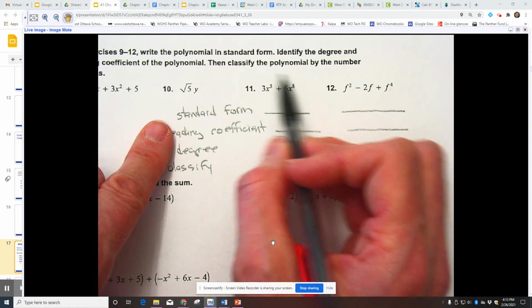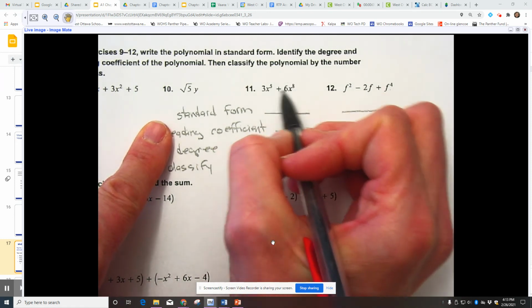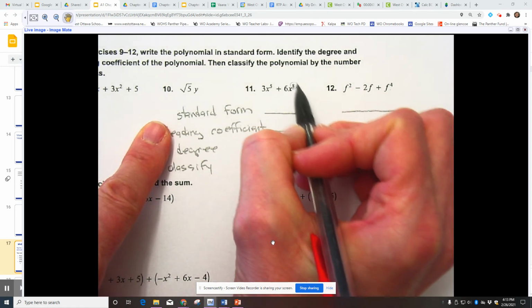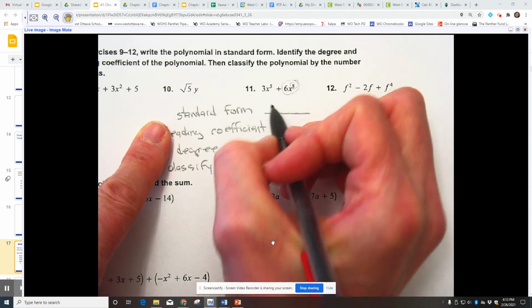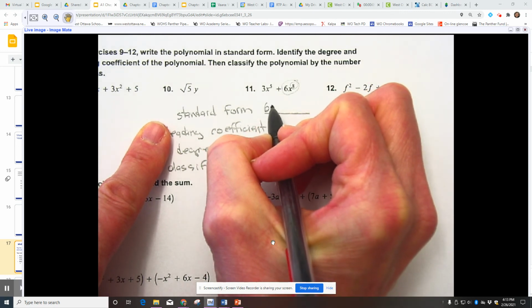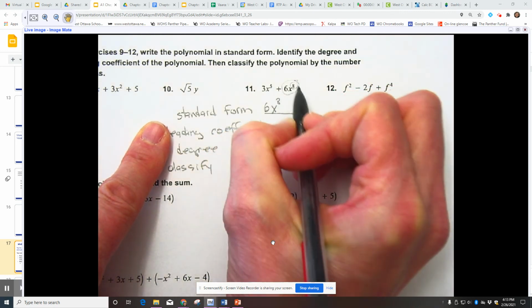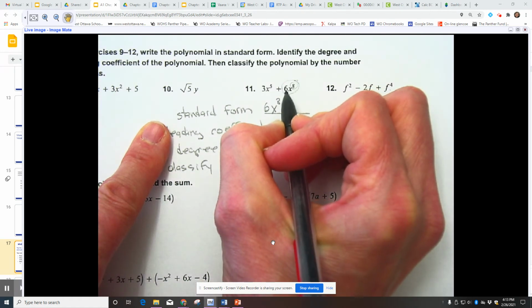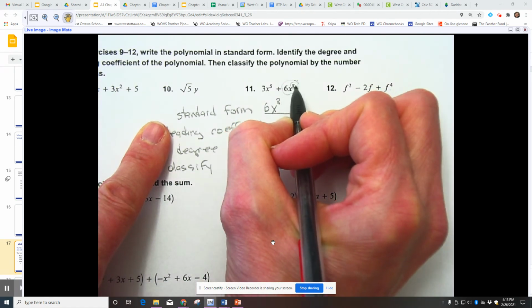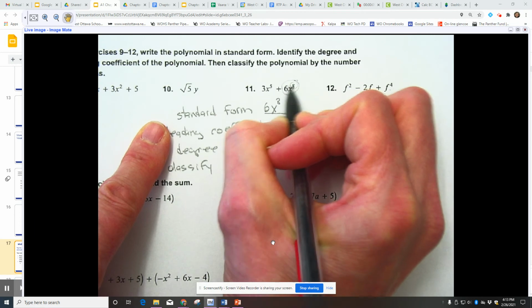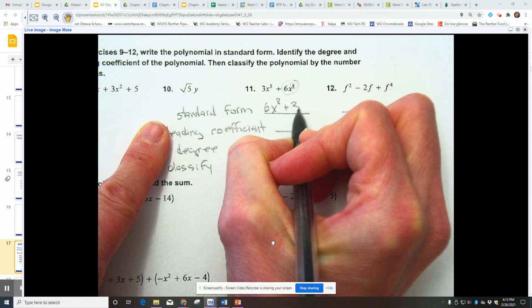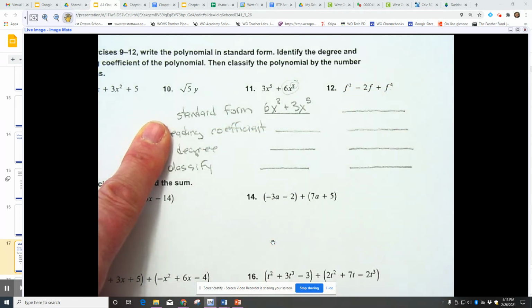Okay, so let's look at this first one. I'm going to look and I'm going to find the biggest exponent, 8. So this term has to come first. 6x to the 8th power. Biggest exponent first. Does not matter what these numbers are. Biggest exponent first. This guy is going to come second. So that is standard form.